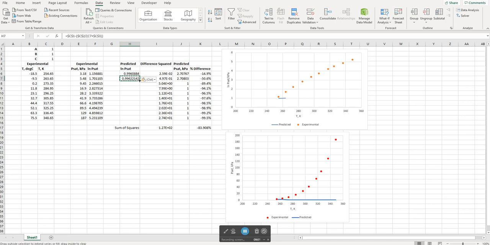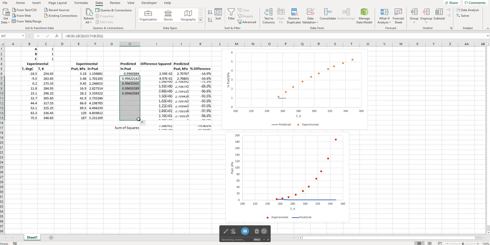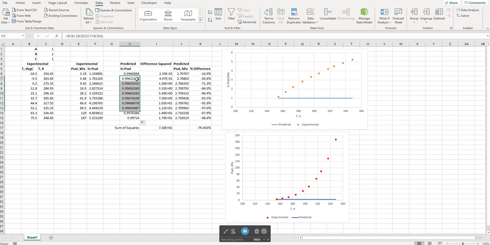So if I want to, I can drag this down and it will copy and paste. Or again, I could just double click once you see the little square on the corner, and it will fill down to the end of the column. So this is my predicted value of Psat given the temperature and these parameters in the Antoine equation, right? And notice that this is a really bad prediction.